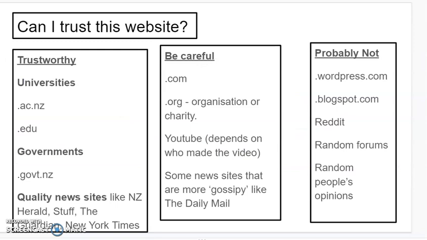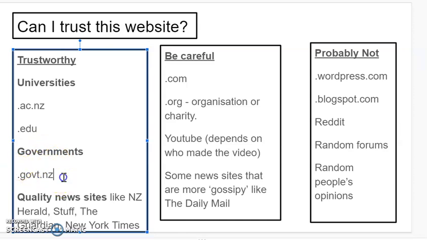Now, if we go forward, there are many, many websites, and we have to ask ourselves, can I trust this website? So, generally trustworthy. Universities' websites often end in .ac, like academic, .nz. They might have .edu in the name. And universities are a very good place to find information. Governments are also another good place to find reliable information, like .govt.nz or other international websites.